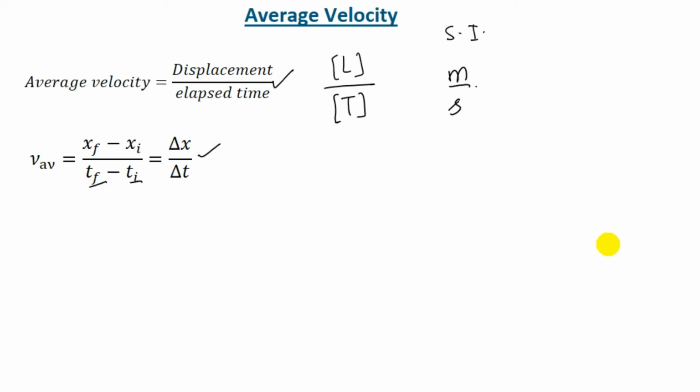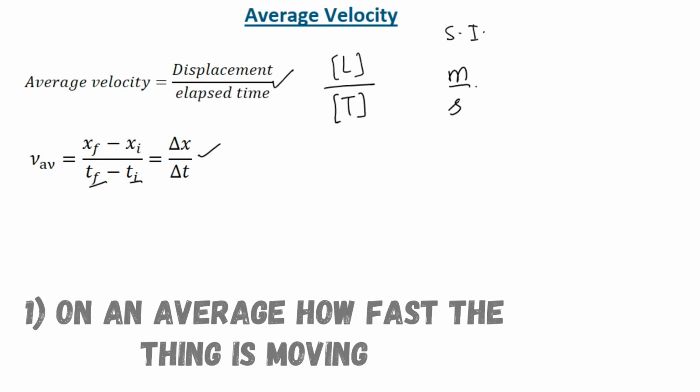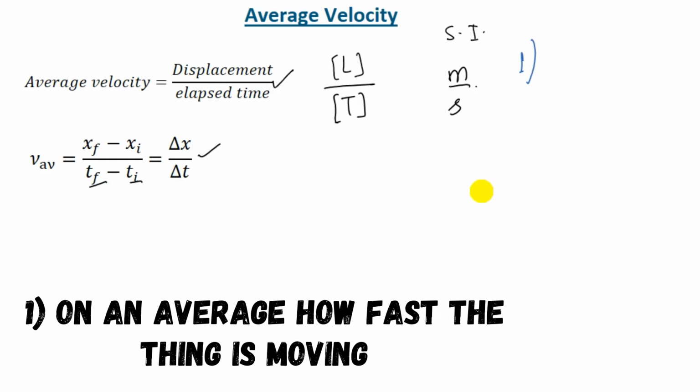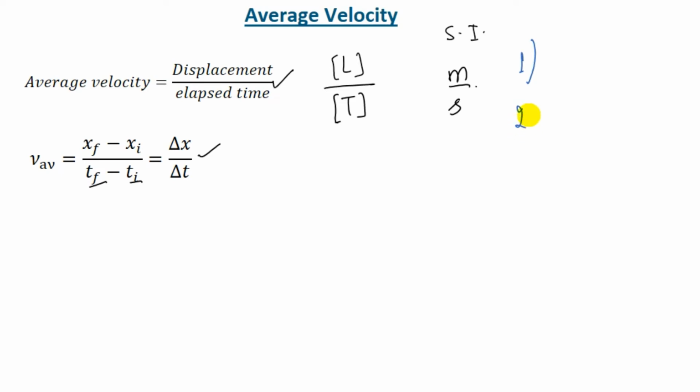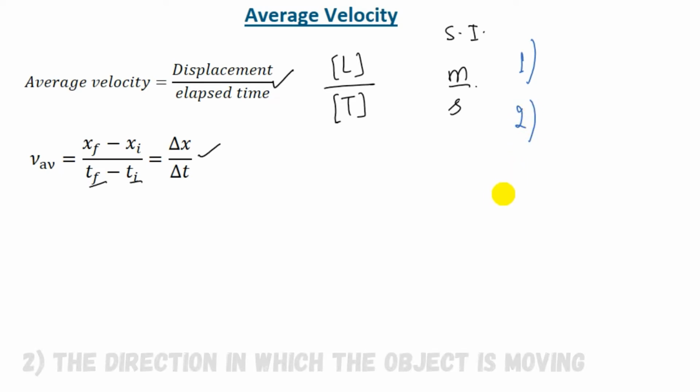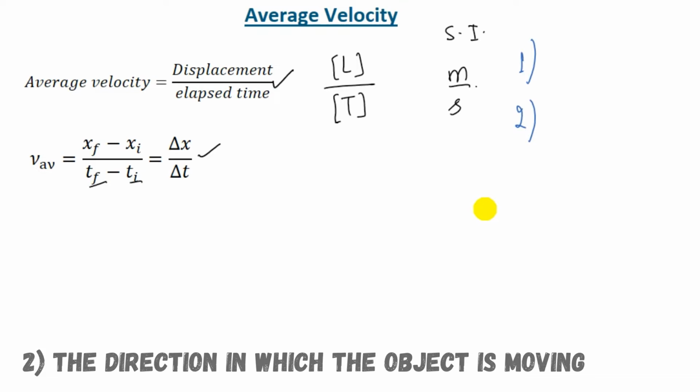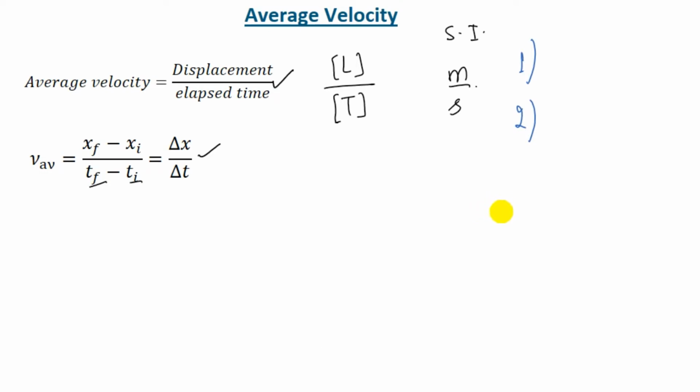Now let us see some important things about the average velocity. Average velocity tells about two things. The first one is that on an average how fast the thing is moving, and next it tells the direction in which the object is moving. For example, if an object moves in a positive direction, then we can say that xf, that is the final position, will be greater than the initial position xi, and the average velocity would be positive. So this would be positive in this case.